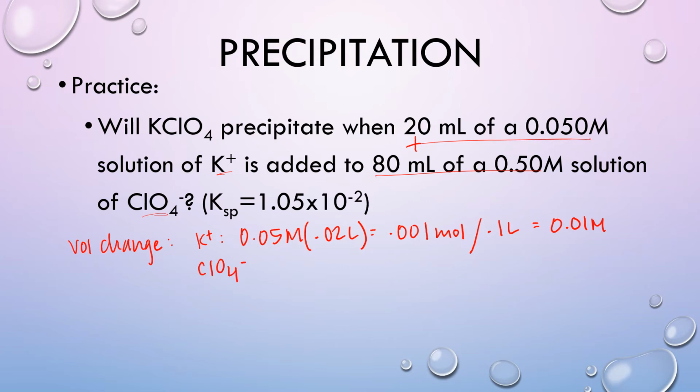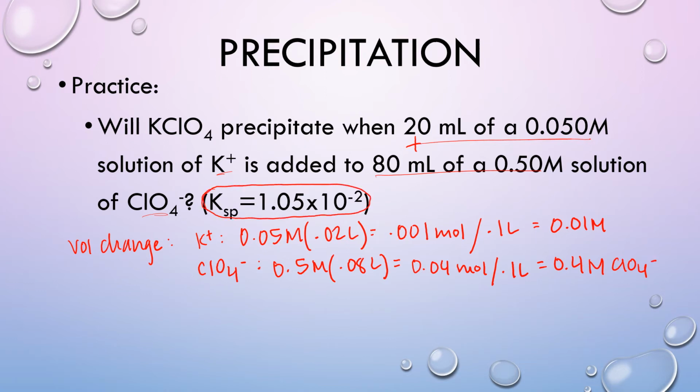And then I have the chlorate ion. I have 0.5 molar. 0.08 liters gives me 0.04 moles divided by my new volume gives me 0.4 molar chlorate. Now, if you look here, our K value is much greater. So there is a definite chance that this won't precipitate because this is a pretty soluble salt, which we expected because potassiums are typically soluble, all group 1. So everything is relative. Now I'm going to calculate Q.